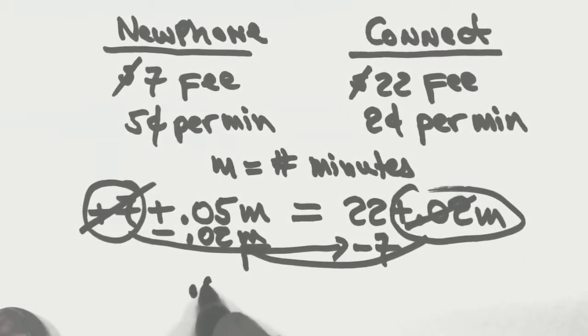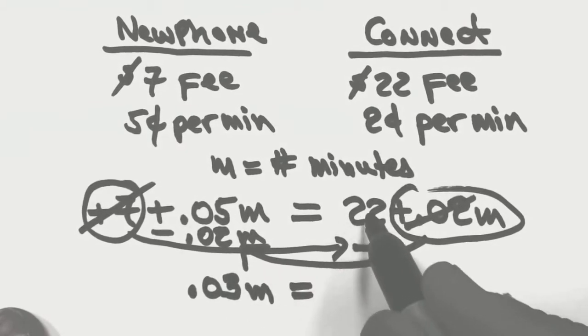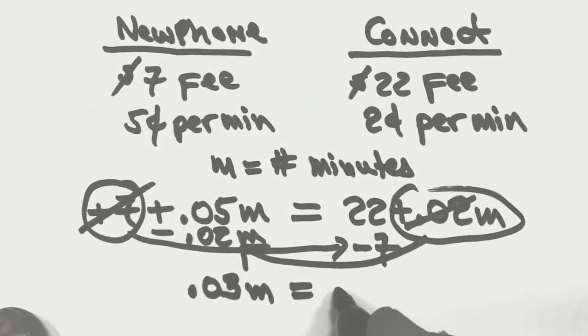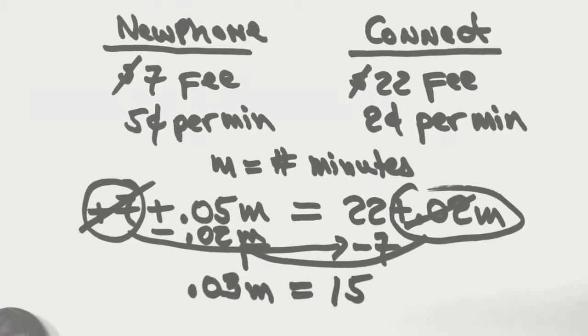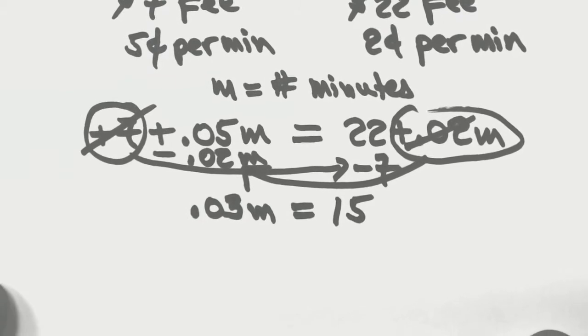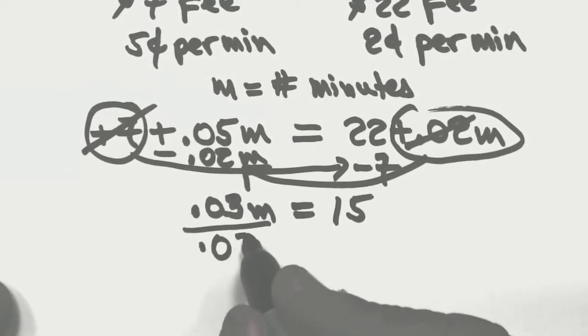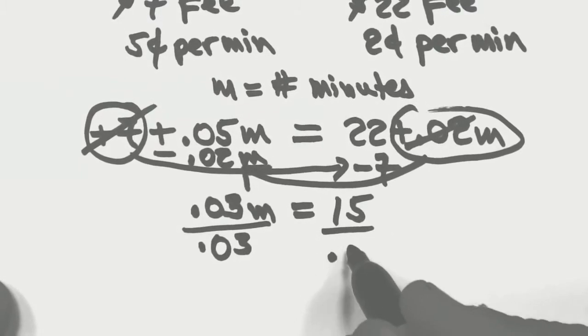What do I end up with over here? 0.03m equals, and 12 minus 7 gives me 15. Okay, well, to find m, the number of minutes where the cost will be exactly the same in both of these, we simply divide both sides by 0.03.